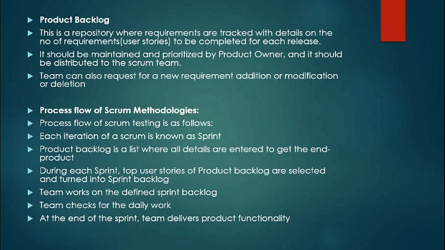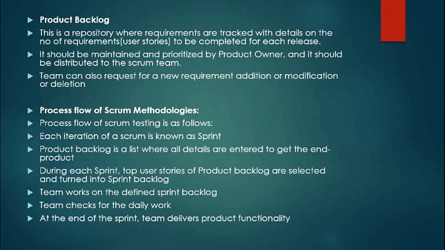Okay, so all the functionalities, like from the login to searching for the product, increasing or decreasing the quantity of the product, adding the item to cart, then moving to the payment option and making payment. All those functionalities are listed down in the product backlog. So during each sprint, the top user stories of the product backlog are selected and turned into the sprint backlog. Okay, and the team works on the defined sprint backlog, and the team checks the daily work.